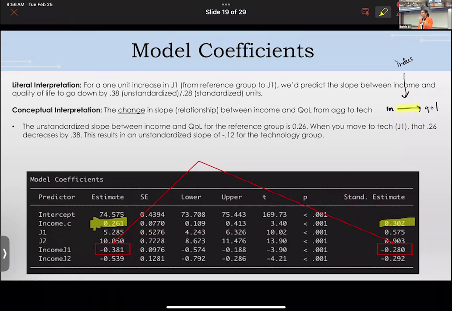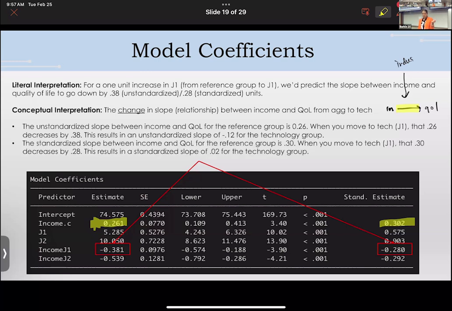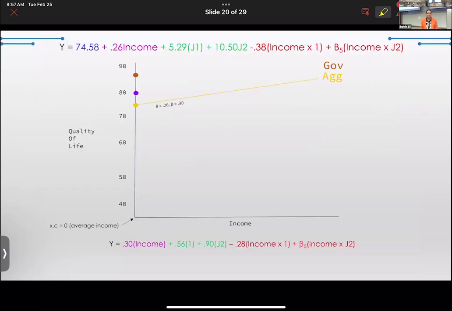We can do the exact same thing standardized. The starting standardized slope between income and quality of life for the reference group is 0.3. When you move to tech, so you go up 1 unit in J1, that 0.3 decreases by 0.28. That results in a standardized slope of 0.02 for the technology group. Let's look at what that looks like on the graph. I'm going to use the betas here because they're easier to visualize.